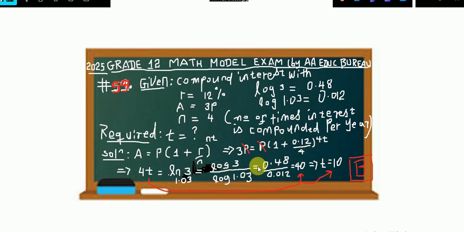So 4t is ln of... computing the number inside, 12 over 4 is 3, so we get 0.03. Plus 1 gives 1.03. So 3 equals 1.03 to the power 4t, so 4t is equal to log of 3 to the base 1.03.